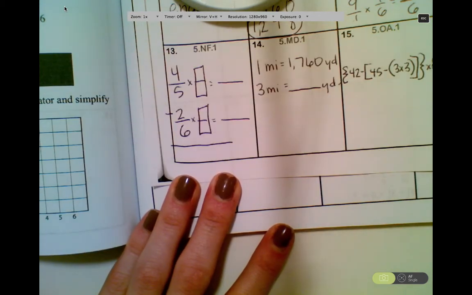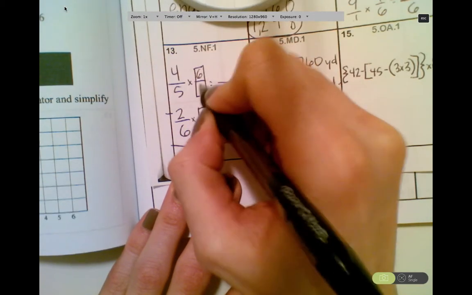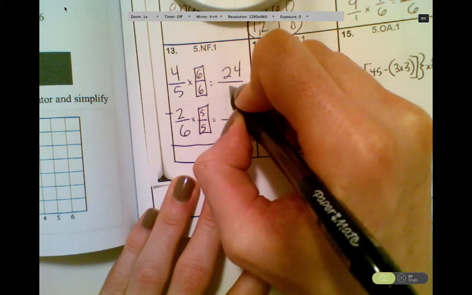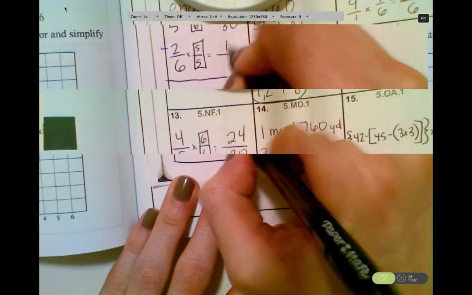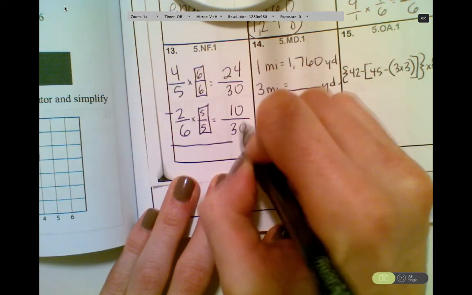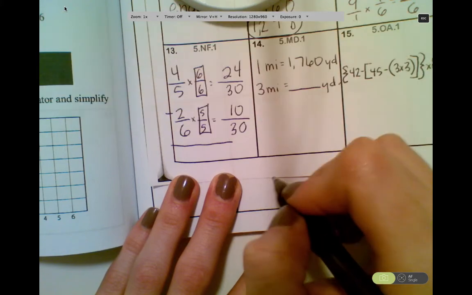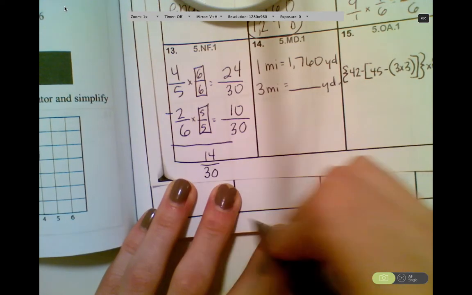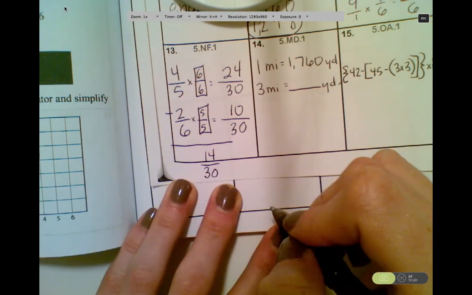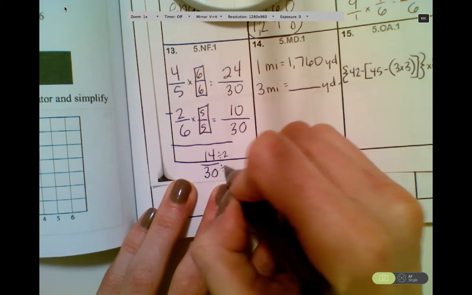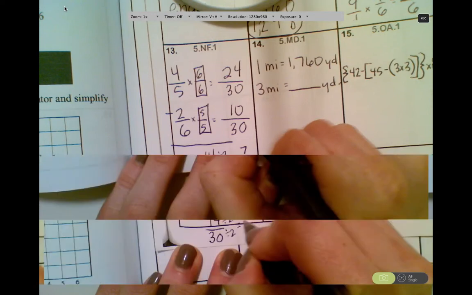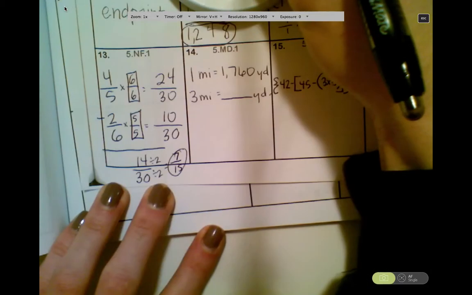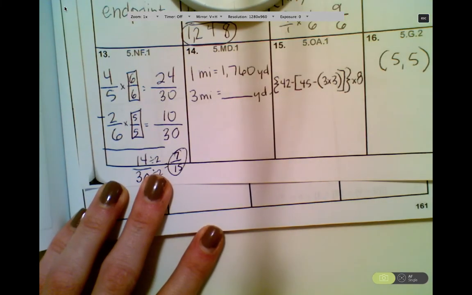4/5 minus 2/6. I'm going to multiply my denominators. 4 times 6 is 24, and 5 times 6 is 30. 2 times 5 is 10, and 6 times 5 is 30. Now I can subtract. 24/30 minus 10/30 is 14/30. If I wanted to simplify, I could divide my numerator and my denominator by 2, and I would get 7/15.